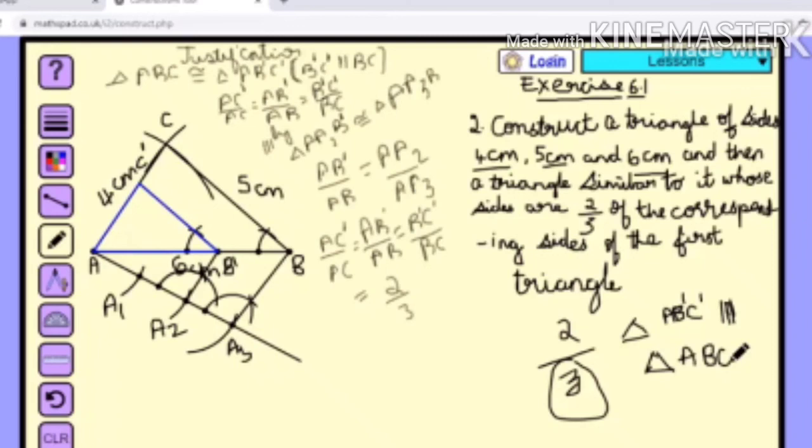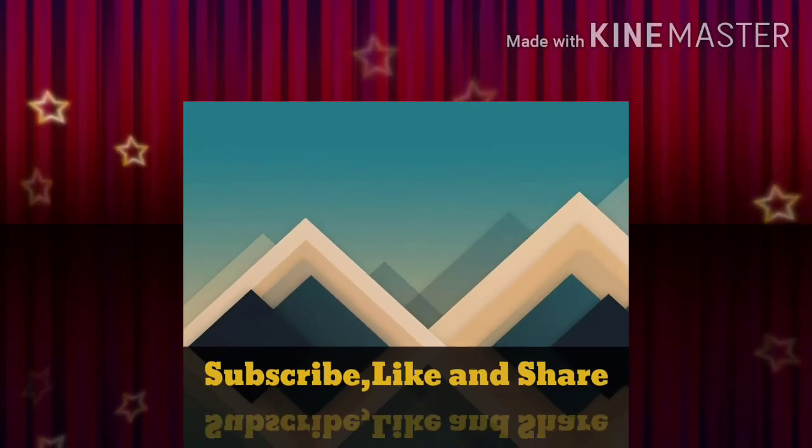Justification: triangle ABC is similar to triangle AB dash C dash. B dash C dash is parallel to BC. According to basic proportionality theorem, AC dash divided by AC is equal to AB dash divided by AB is equal to B dash C dash divided by BC. Similarly, triangle AA2B dash is similar to triangle AA3B. According to BPT, we have AB dash divided by AB is equal to AA2 divided by AA3. So according to BPT, AC dash divided by AC is equal to AB dash divided by AB is equal to B dash C dash divided by BC.